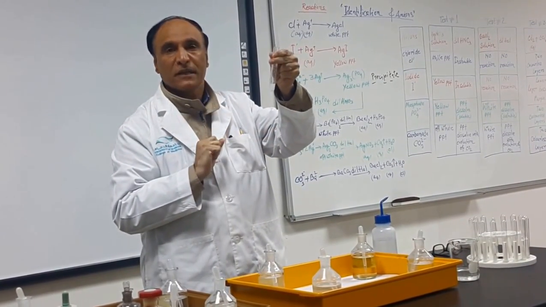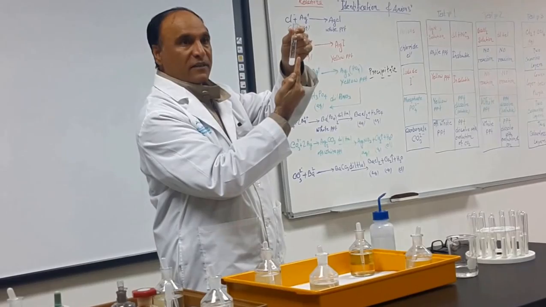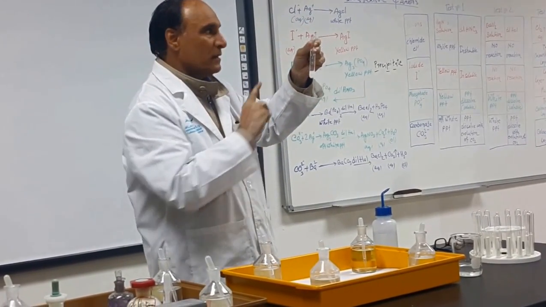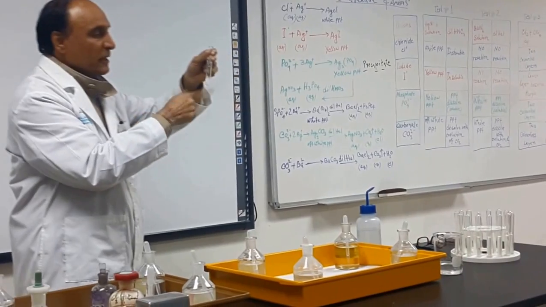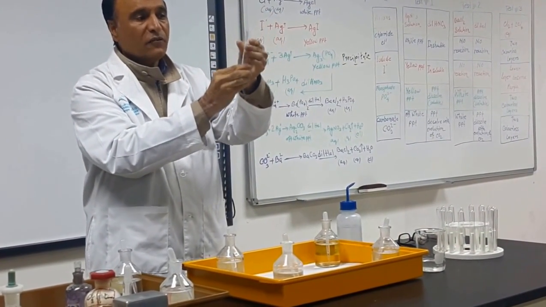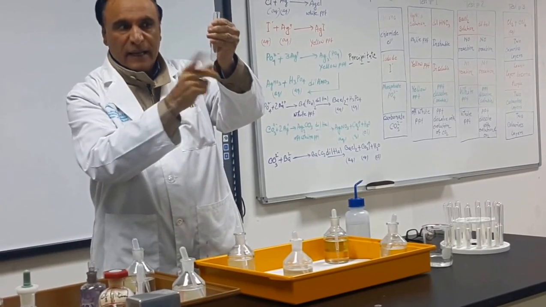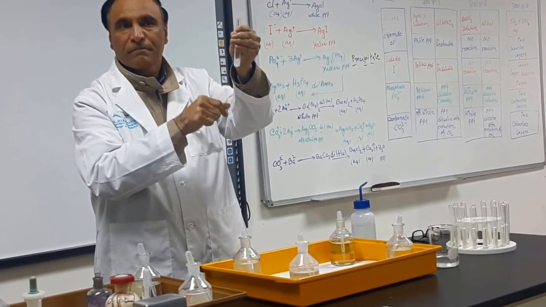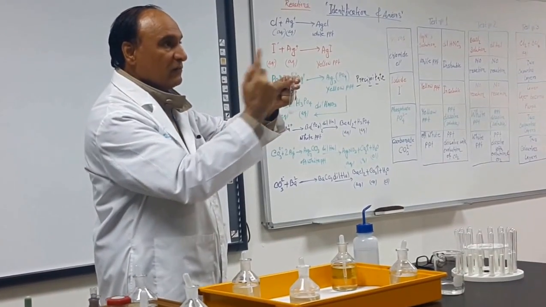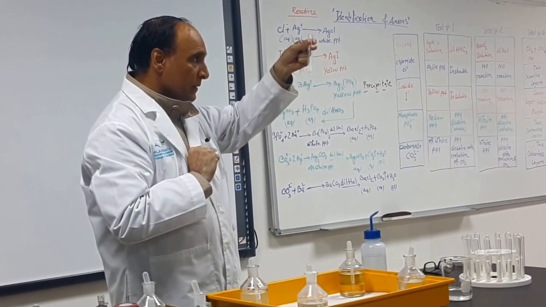How do I know this is a precipitate? I cannot see my finger. It is solid particles. If I can see my finger, it is a clear solution. But it is a precipitate, so you cannot see through it. If you hold it from here with your full hand, then you cannot shake it. Hold with 3 fingers from the neck, from the top, and it will move like this. Okay?